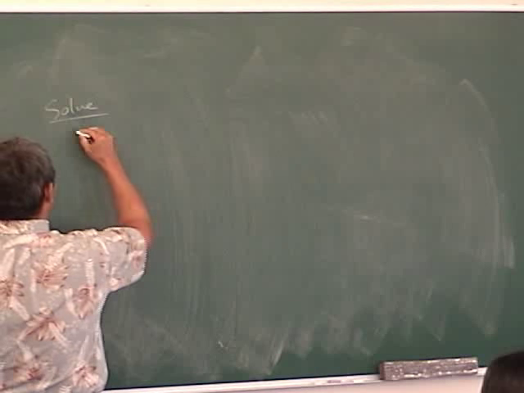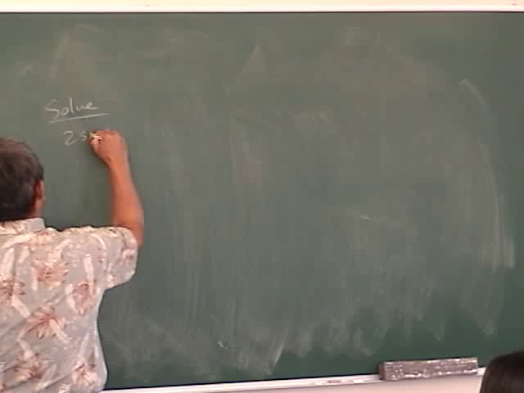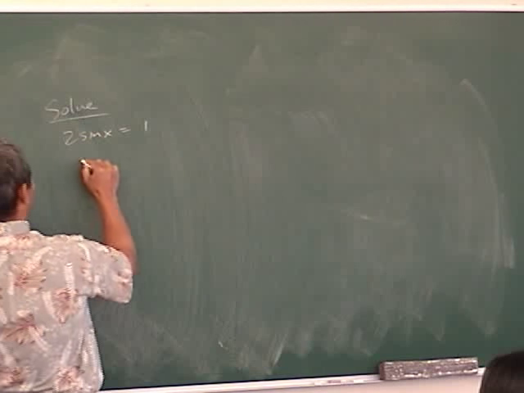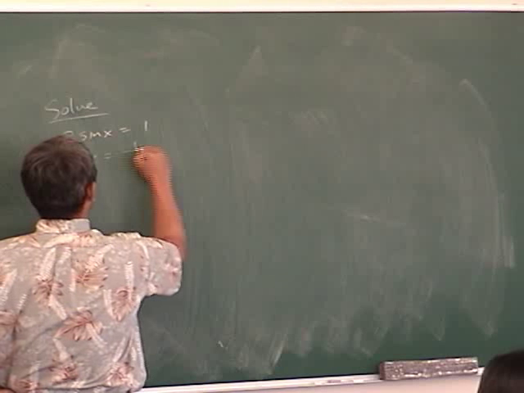Okay, let's solve this equation. 2 sine x equals 1. Divide both sides by 2 sin, so x equals 1 over 2 sin.